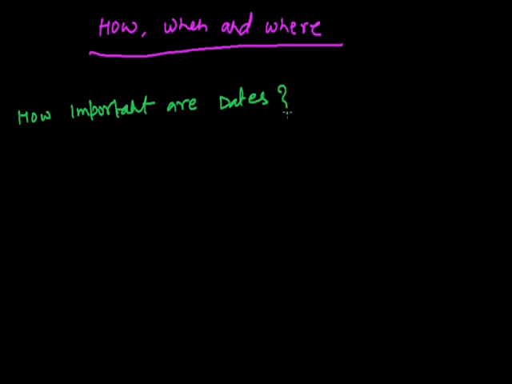Hello students. Now we are going to read about the chapter How, When and Where. This is the first chapter of history for class 8th. This particular chapter will discuss dates, periodization and surveys. What is the importance of dates in history? We will complete this chapter in two lectures. In the first lecture we will discuss dates and the importance of dates.